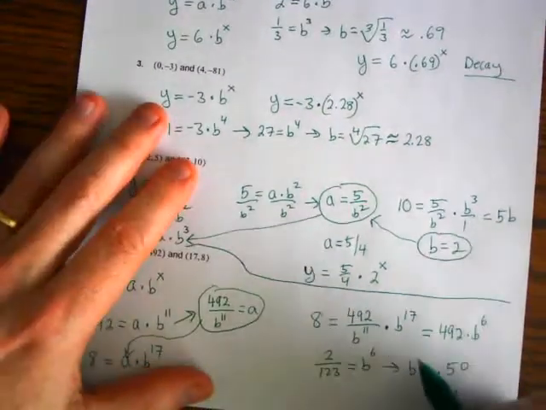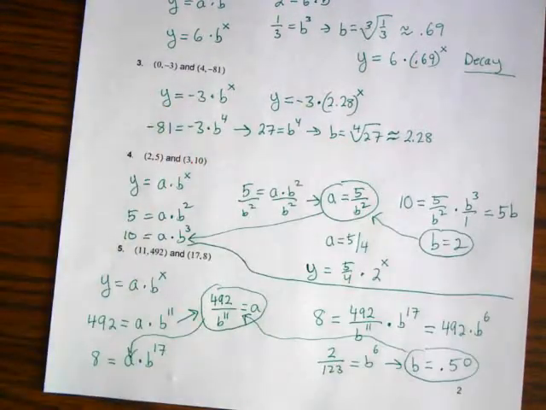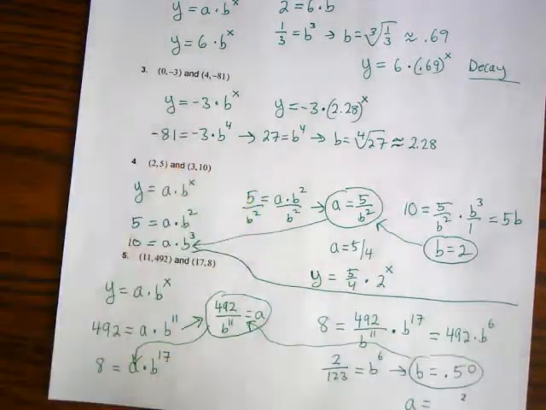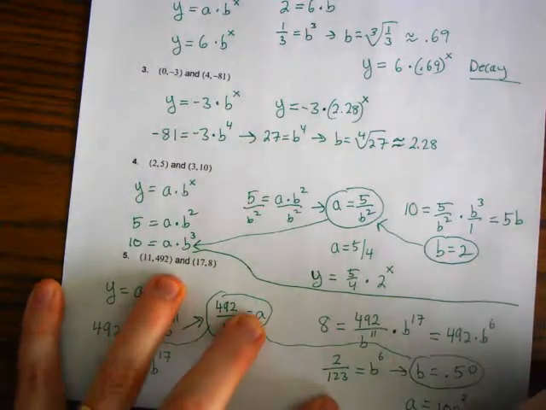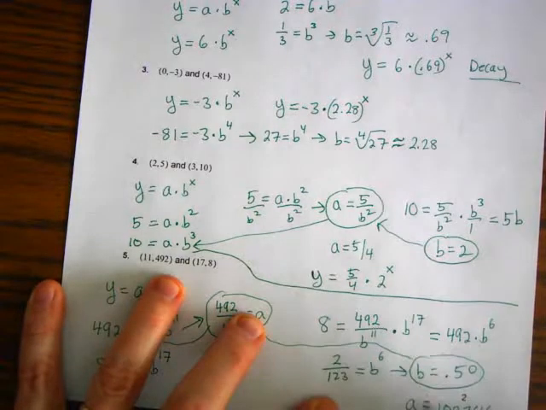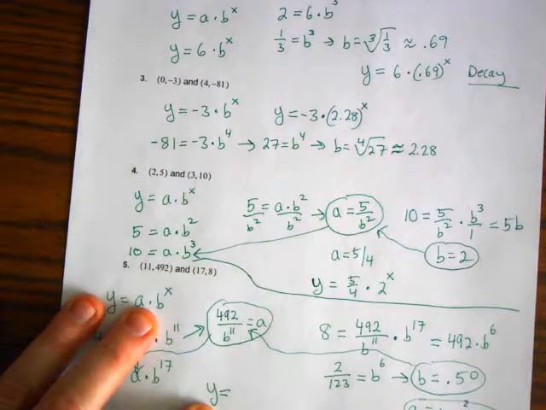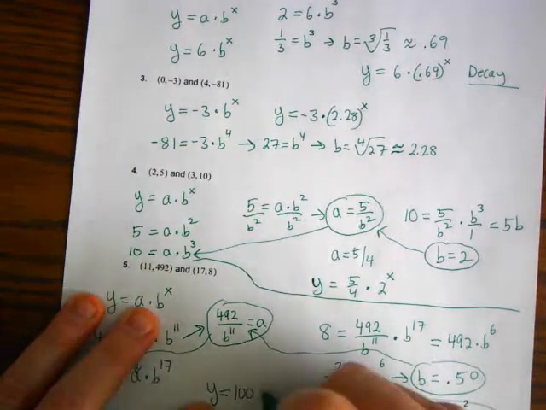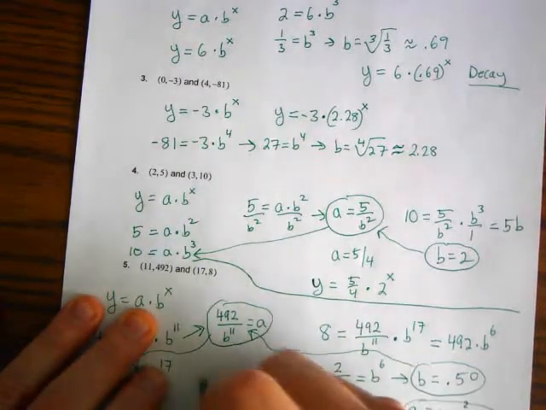Alright, to finish this one off, I take that answer and I plug it in right there to find the a number. So a is 492 divided by 0.5 raised to the 11th. That turns out to be a very big number. 1007616. Final answer. Y equals 1007616 times 0.50 raised to the x.